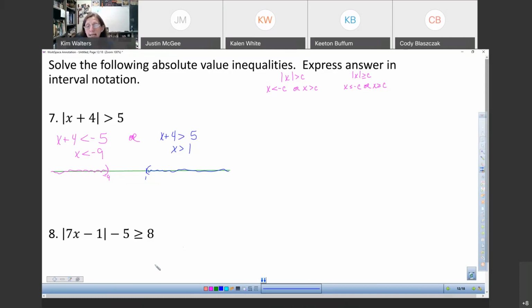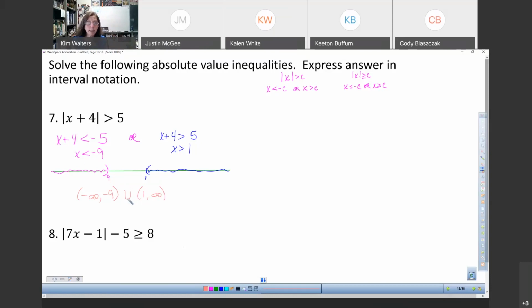Now as I translate this into my solution set, here's where we're going to do something a little bit different. I have negative infinity to negative 9, union, and then 1 to positive infinity. This union symbol is going to be on the template. When you get ready to type in your answers, the template symbols will pop up, and union is one of those options.